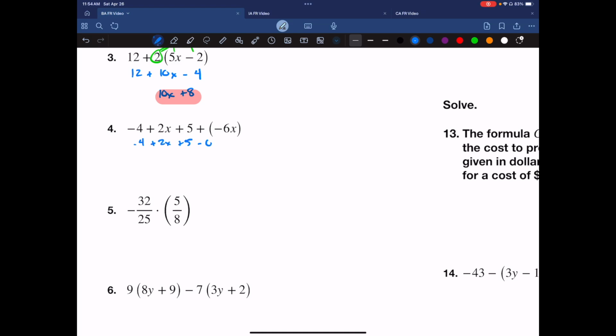On number 4, we have negative 4 plus 2x plus 5. The plus negative is the same thing as minus 6x. And then I'm going to put my like terms together. So 2x minus 6x is negative 4x. And then negative 4 plus 5 is going to be positive 1. And so that's your answer, negative 4x plus 1.